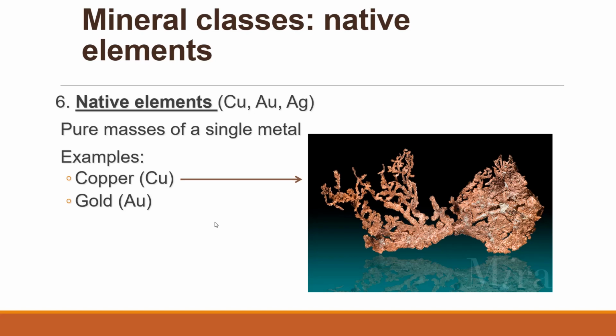Au is gold. Ag is silver. These tend to form with each other, and they will form these veins basically coming out.